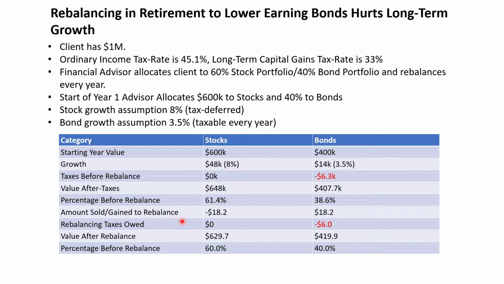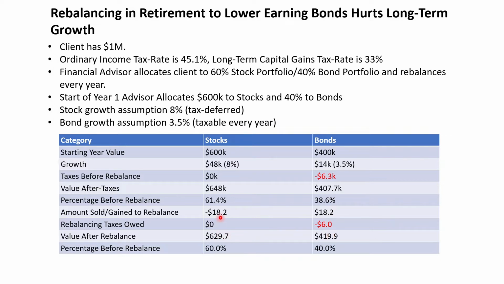However, by doing this, you're paying taxes, right? When you sell an asset, you're paying taxes on the gain. So before, when you were just deferring it, you weren't paying any taxes. But now that you've actually sold it, there are rebalancing taxes due here, right? So you're paying taxes on the gains. And yes, it's the lower 33%, but you're still paying taxes, and that's a drag. So you're not getting the benefit of deferral. So again, you're selling 18, but then you're paying 6 in taxes, so you're adding about 12 to the bond portfolio. So now it's going from 407 to 419.